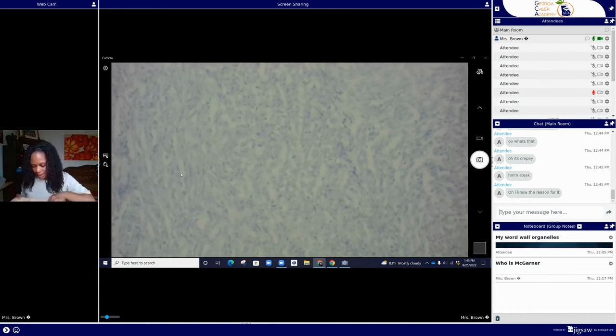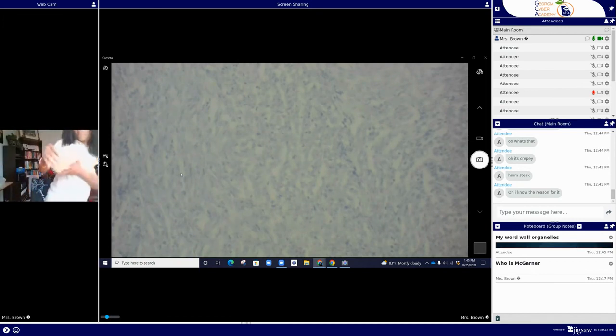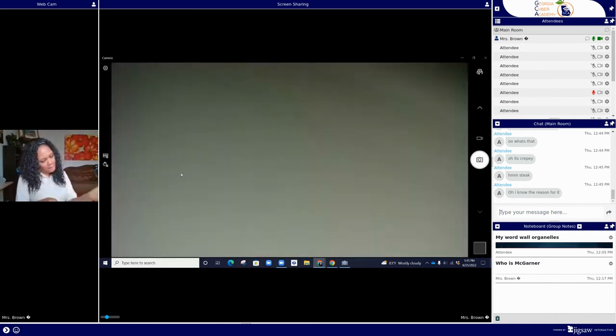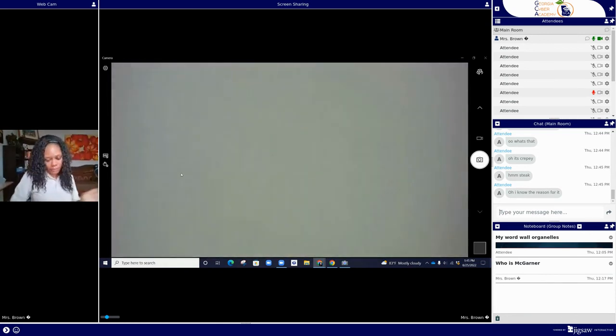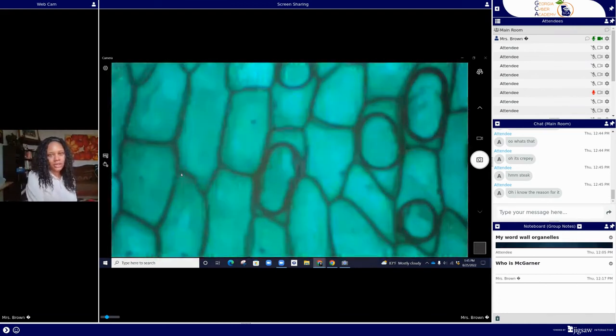And then I had some really good onion cells, but I can't find them. Oh, wait a minute. I got 1 minute. Let's see. Where are my onion cells? That would have been nice. There it is. Onion epidermis. One more for the road. There it is.